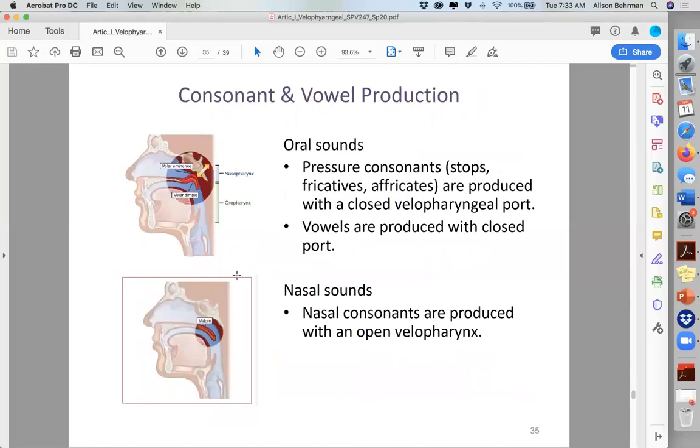All right, slide 35. Oral sounds or high pressure consonants, like we said, like B and D. The velopharyngeal port must be closed very firmly to withstand the high air pressure that builds up inside the mouth during the closed portion of the B and D before the consonants are released.